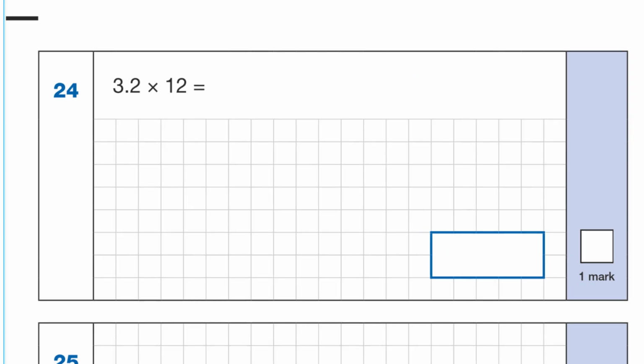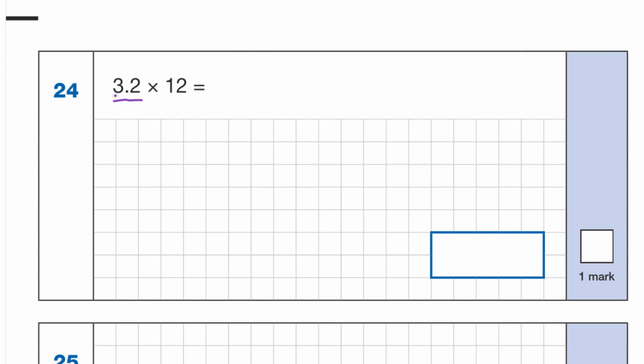Question 24, 3.2 times 12. So we are multiplying with a decimal here. There are a couple of different ways, well, there's lots of different ways to do this. There's 2 ways I would recommend. I would not recommend doing this in a column multiplication because there is a lot of room for error unless you have been taught how to do this properly.